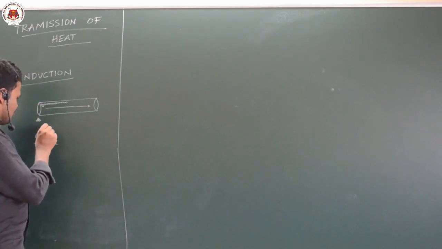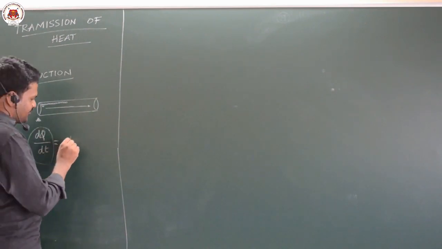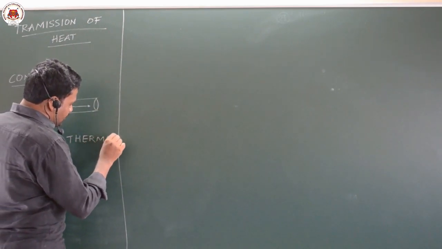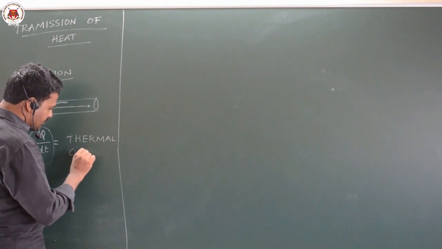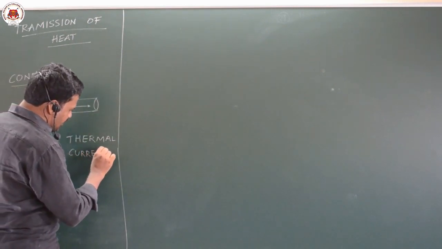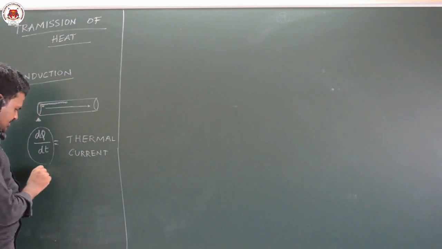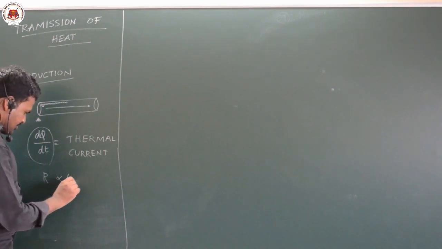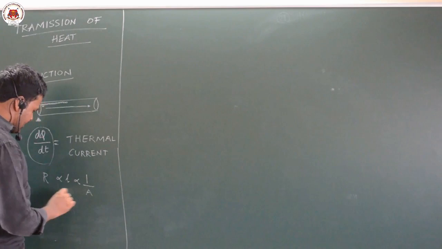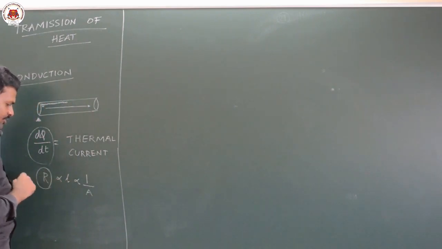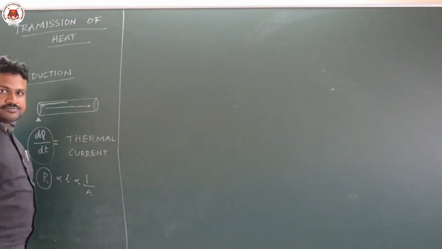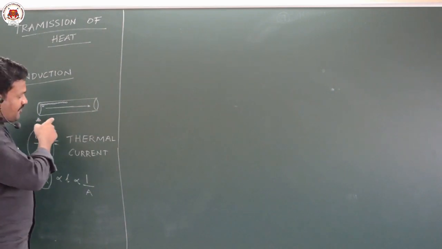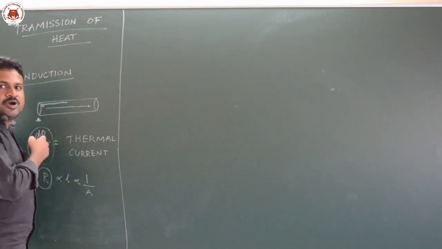So here dQ by dt, we call it thermal current, the rate of flow of heat. And resistance, you know that resistance is proportional to length, and it is proportional to 1 by A. Here the resistance I am talking about is the resistance of the conductor. It is also called thermal resistance, the resistance of the conductor, which offers opposition to flow of heat.